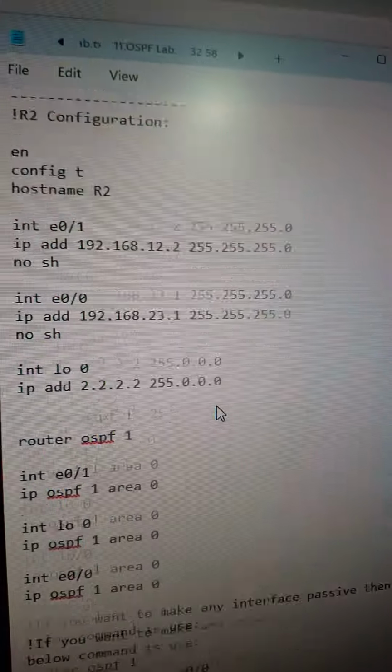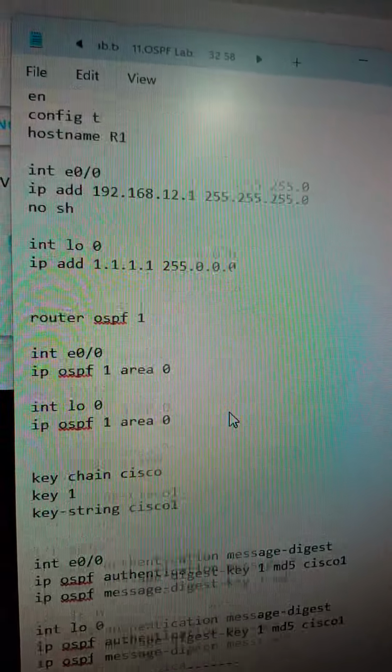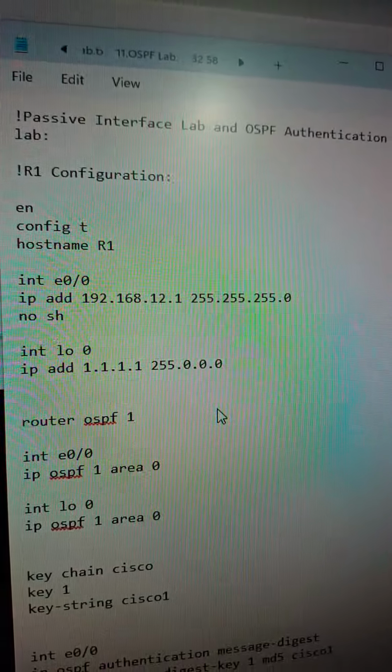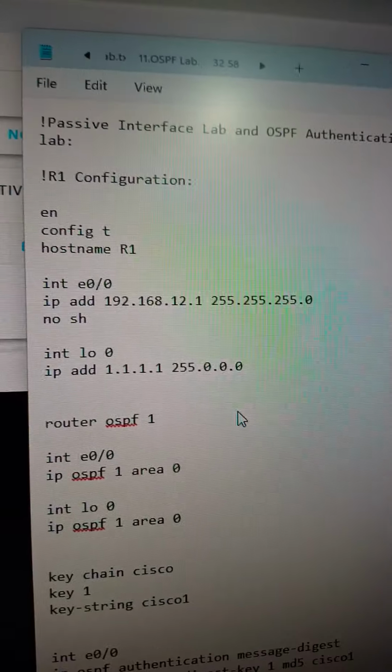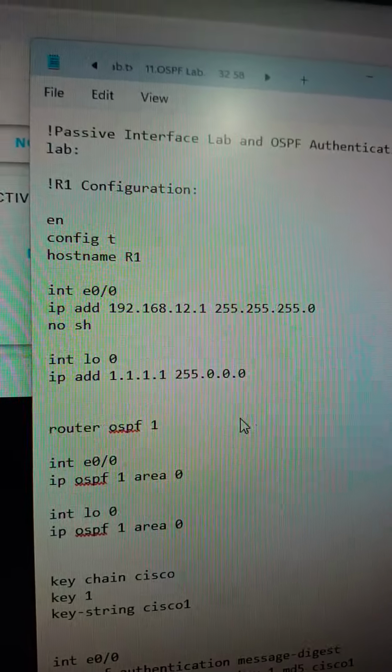So this is a lab which we did in our one-to-one batch. This is simple, and we have passive interface also. We fixed three to four issues in this lab.